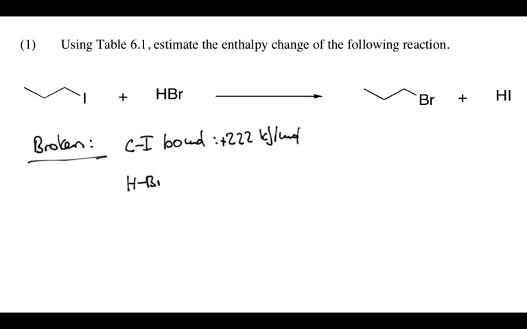So we should have that in the table. How much is that? 368. So that's plus 368 kilojoules per mole. So those are the costs, those are the positive sides. Now, how much energy is released? So we'll say bonds formed.